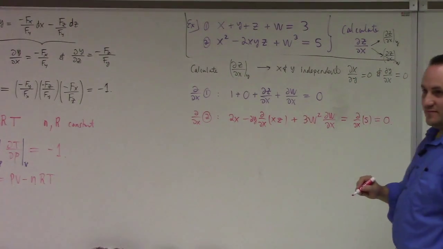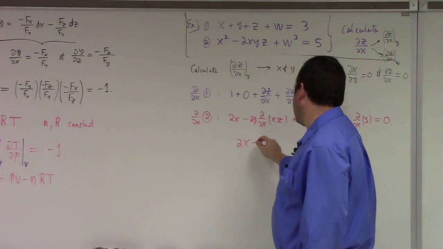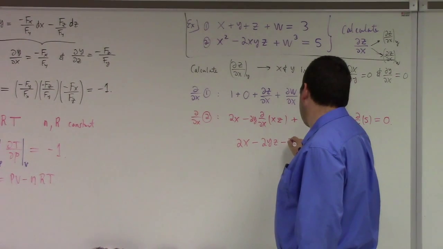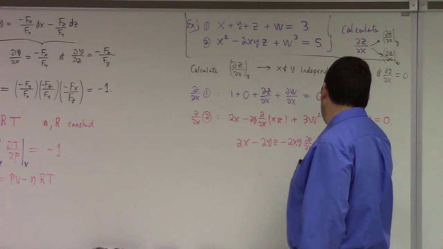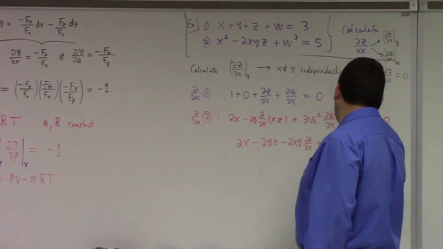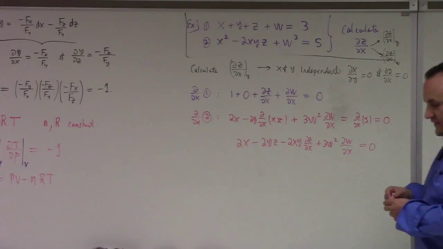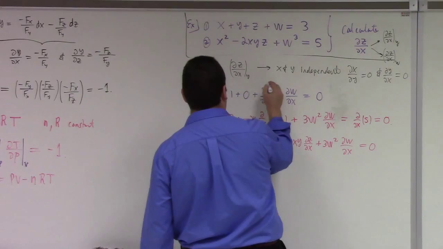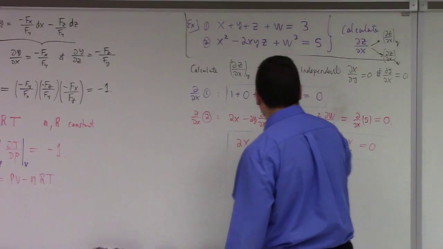Now I have to do the product rule here. So I get 2x minus 2yz minus 2xy partial z partial x plus 3w squared partial w partial x is equal to 0. I now have 2 equations and 2 unknowns. So I got this equation here, and I got this equation here. I'm trying to solve for what?